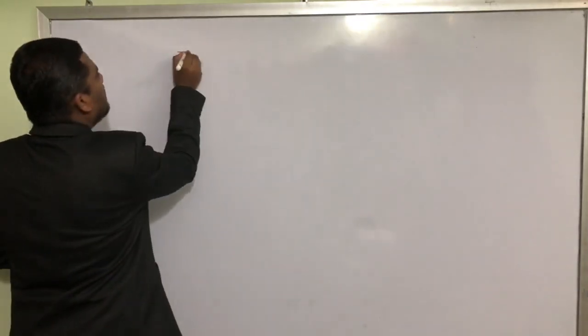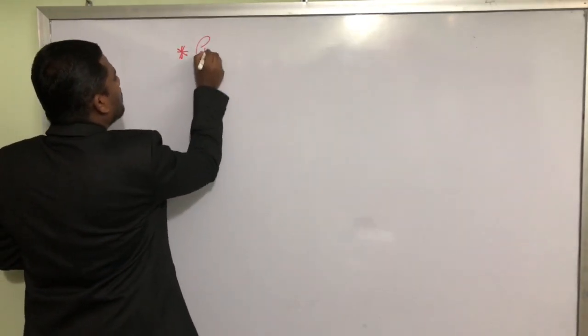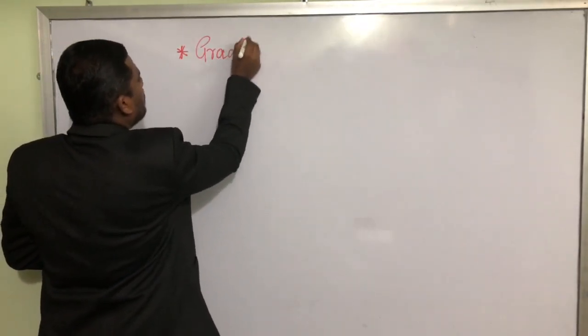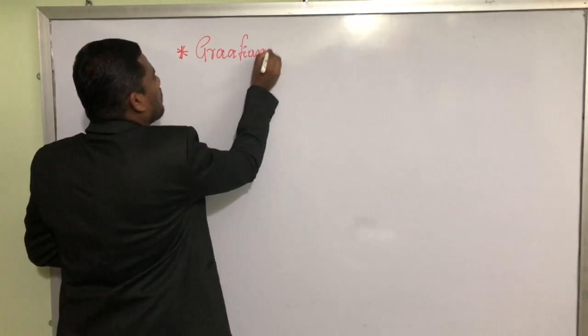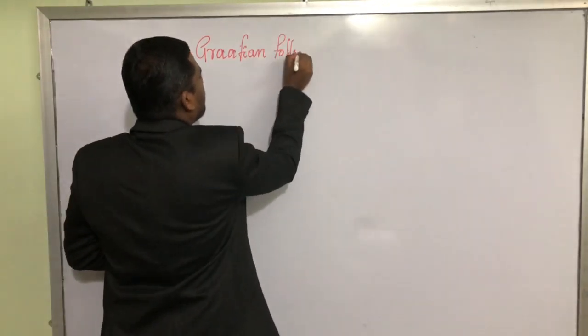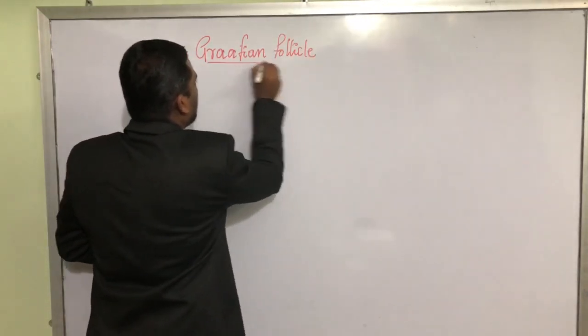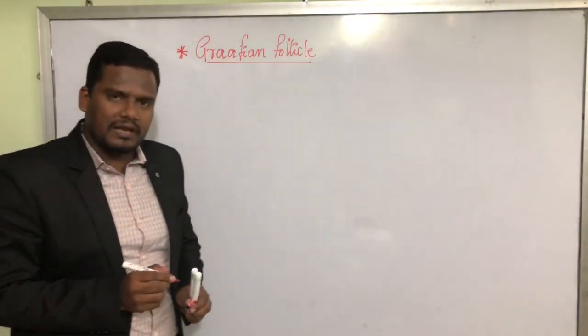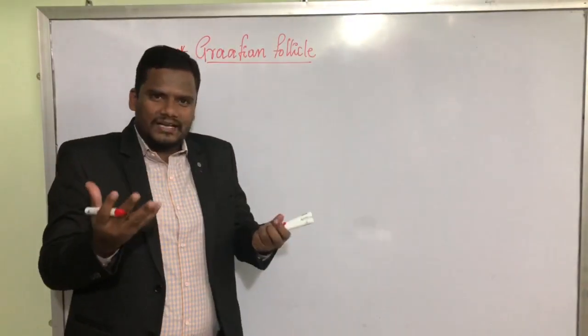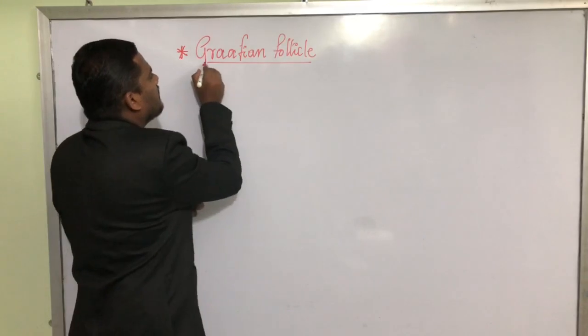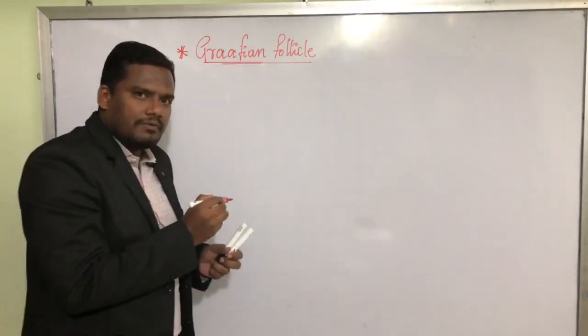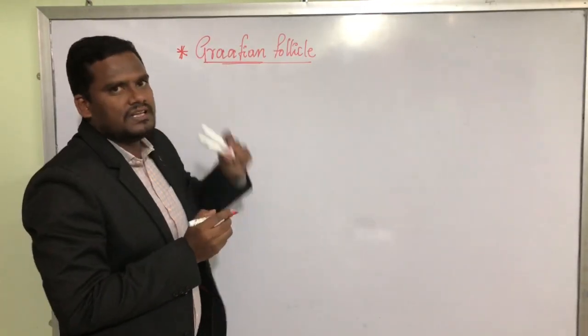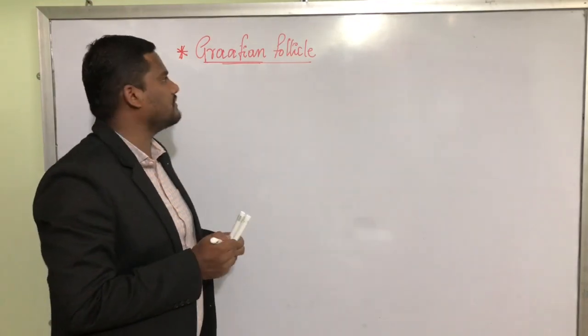Let us understand the structure of the Graafian follicle. This Graafian follicle was discovered by a scientist. That is why the name is given Graafian. This name is given after the scientist of its discovery. Graafian is the name of the scientist.